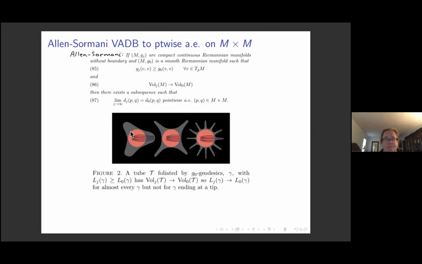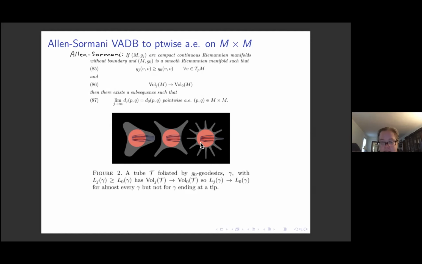Okay. So we have this tube here of geodesics. And the lengths of all of them are longer than the lengths of limit space. The limit space is the red ball. So we're picturing sequences with increasingly many wells, and they're converging to the red ball. And we're looking at tubes in the sequence. And we're asking, okay, the volume of these tubes is getting closer and closer to the volume of the corresponding region in the red ball. And the lengths of all these geodesics is bigger or equal to the lengths of their images in the red ball.